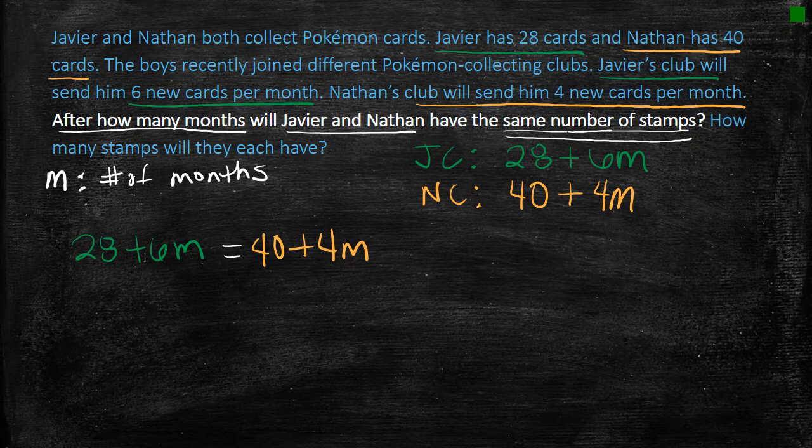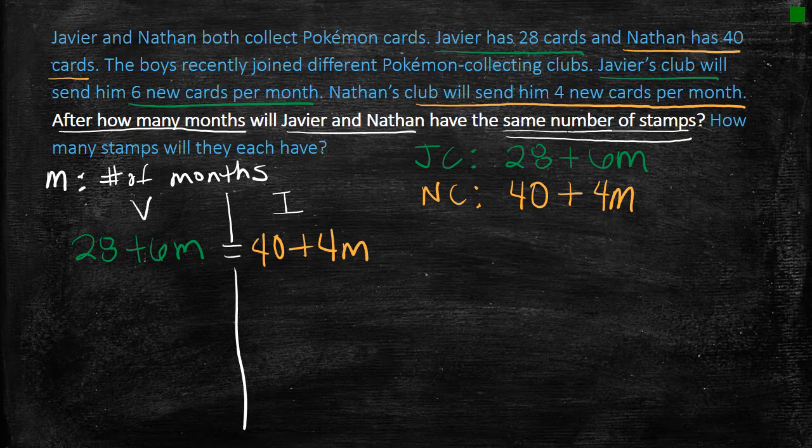And we're going to solve the equation like we normally do. We draw a line through our equal sign. We look at our left side. I notice that there's 28 plus 6m, and they're both integers and variables on that side. I also see on my right side 40 plus 4m, and notice that those are also variables and integers. So I'm just going to label my sides. I'm going to make this side variable and this side integers.